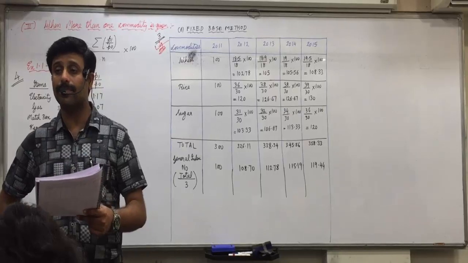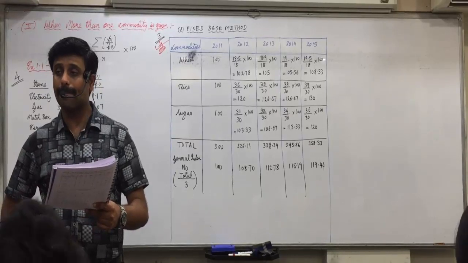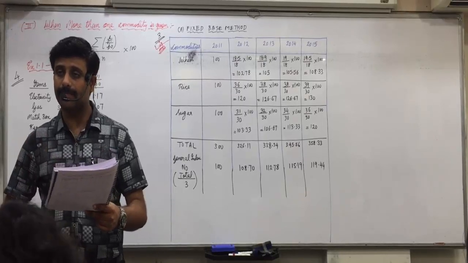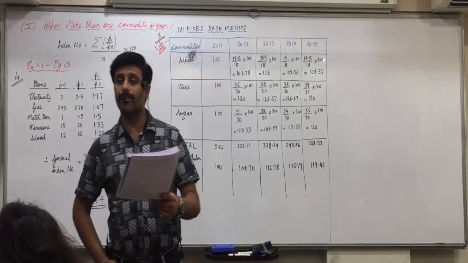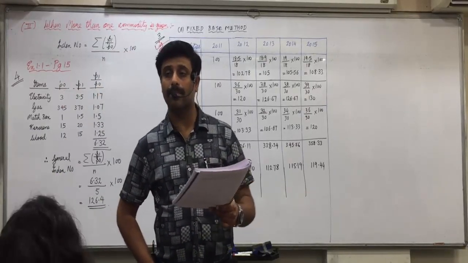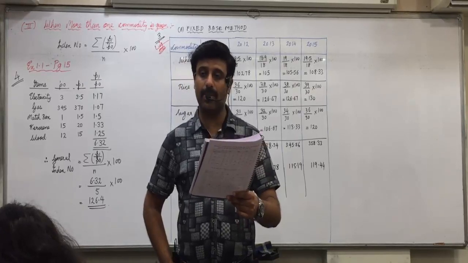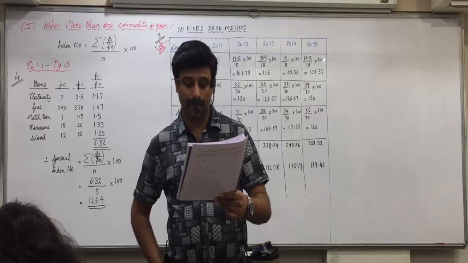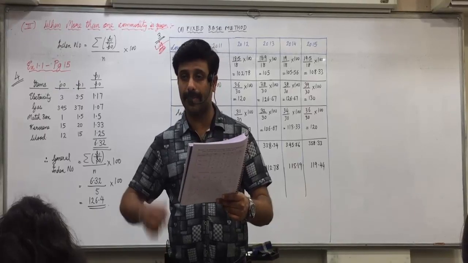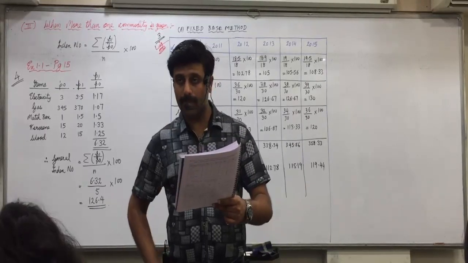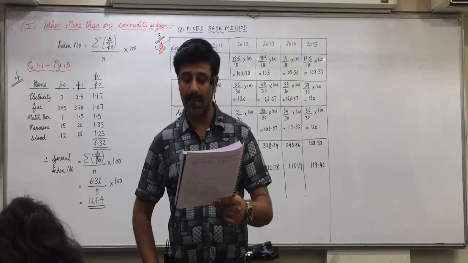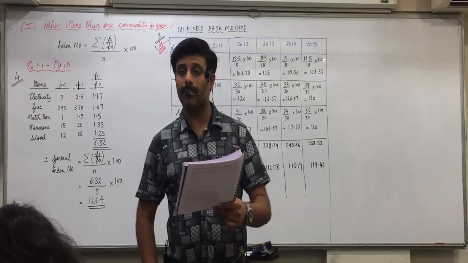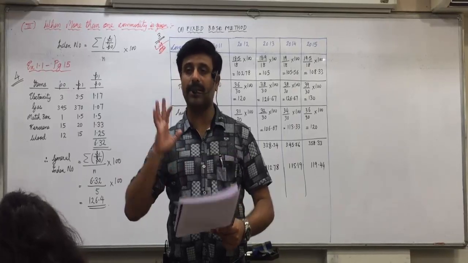Tell me for sugar. 2011 directly 100. 31 divided by 30 into 100. 32 divided by 31 into 100. 34 divided by 32 into 100. 36 divided by 34 into 100.